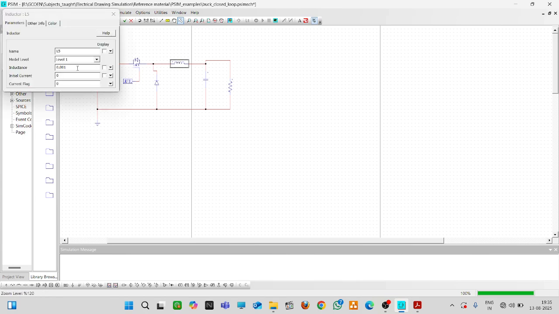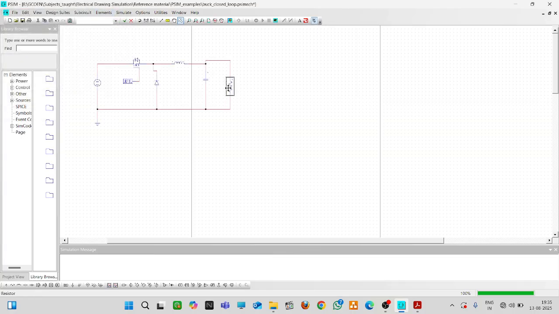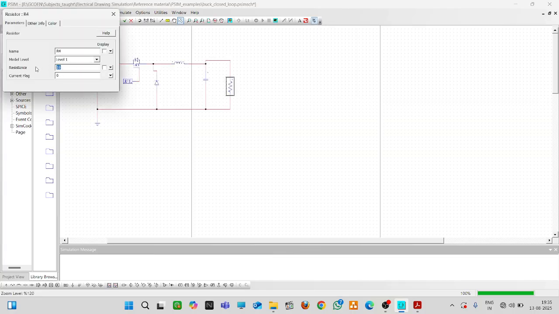Now this is the inductor, so this will be 250 microhenry. For microhenry, you can type U. Then this one is in microfarad. Then again, this is the load resistance. You can take it as 5.